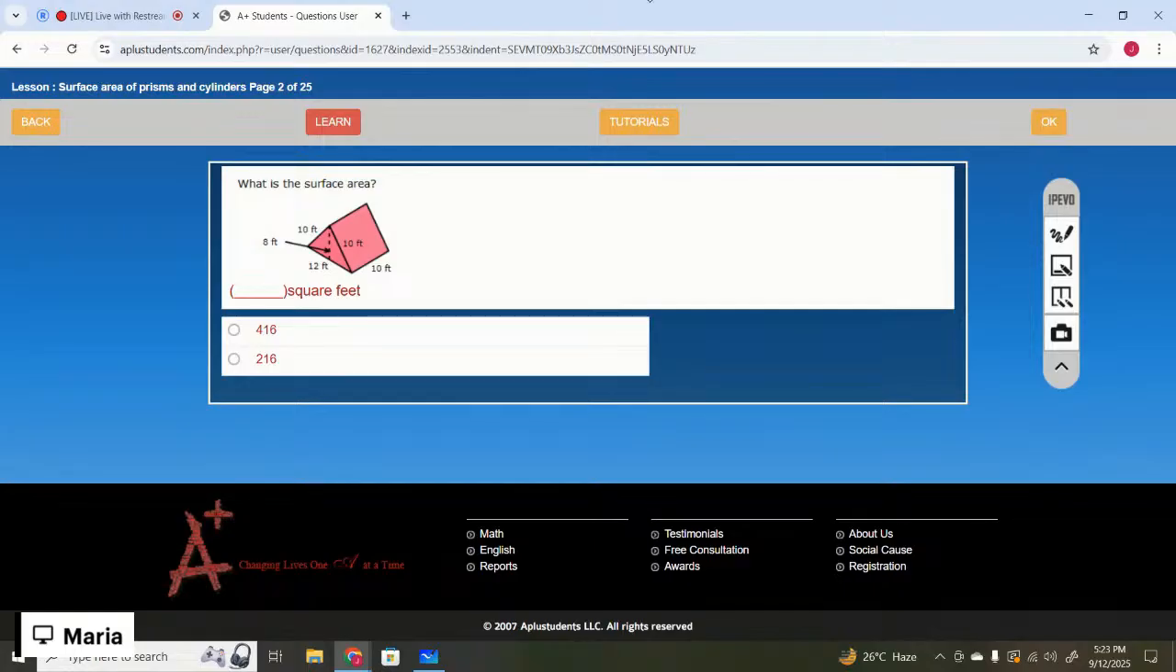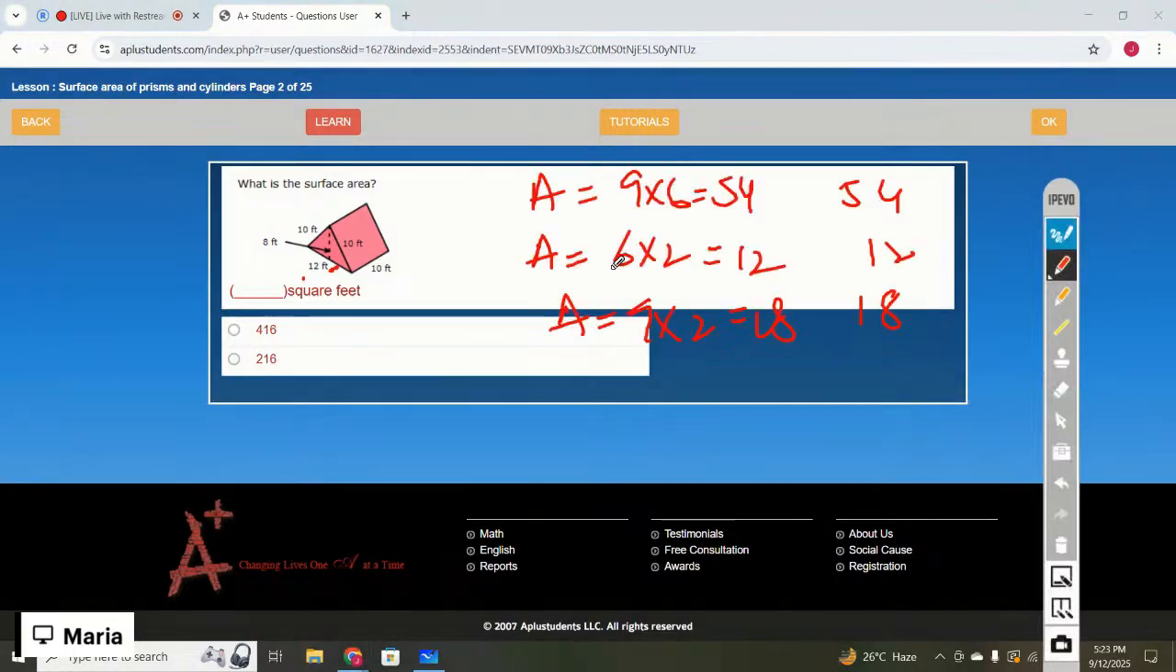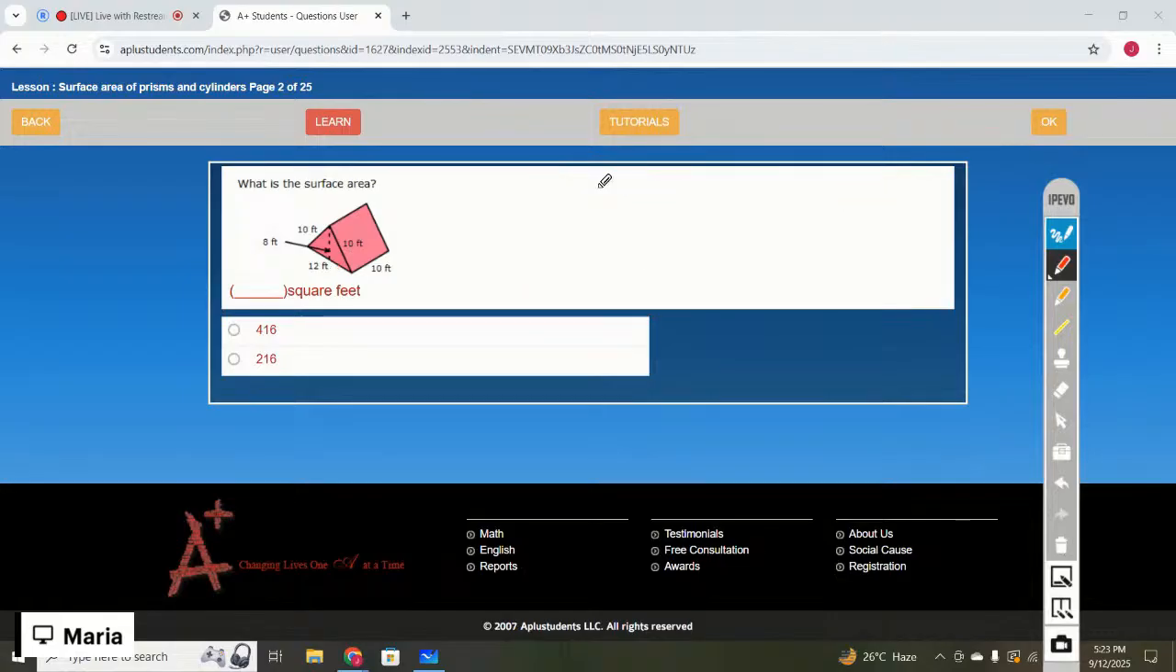What is the surface area? So let's just calculate the surface area of each face. We have two triangular faces, right? For the triangular faces, the area is half times base times height. Base is 12, height is 8. Half of 12 is 6, and 6 times 8 is 48. So the area of the other side is also 48.